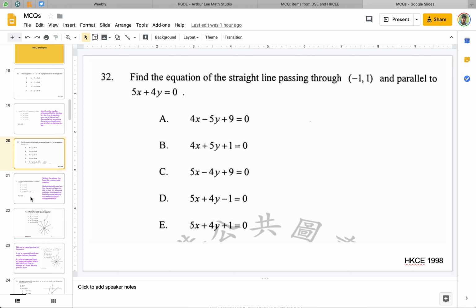But if you give them the options, they will try it another way. For example, in this one, if they quickly recognize which lines should be parallel just by looking at the first two coefficients, then they will already see that only D and E can be the choice. Then you just substitute this point into one of these equations, and you can quickly recognize which is the required equation.